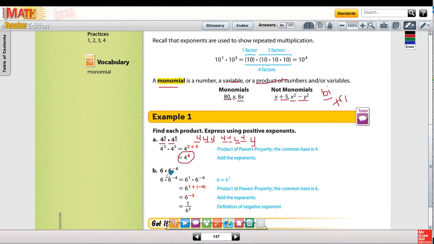Okay? And for this one, letter B, 6 times 6 to the negative 4. If we look at what we know about negative exponents, we rewrote that as 1 over 6 to the positive 4. And if we multiply that times the 6 right out here, if I do this longhand, I just want to show you that these rules are just not made up to confuse you.